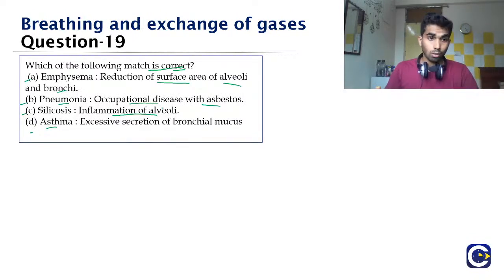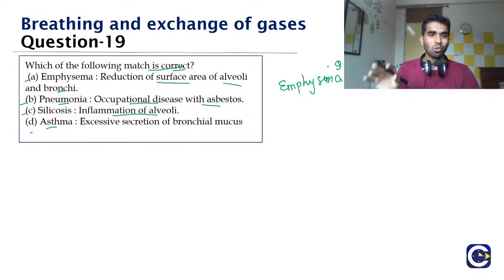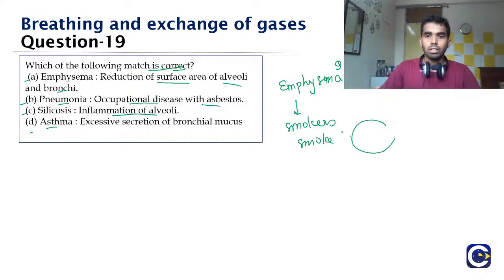Before telling you the correct answer, I should tell you that emphysema is the most common respiratory disorder that is asked each and every time in one of the question papers. So if you don't know the answer and you want to mark anything, go for the emphysema one. Okay, let us break this down. Emphysema occurs in chronic smokers. The smoke destroys the alveoli, and there is a decrease in the surface area of the alveoli and the bronchi. So the correct answer is option A.